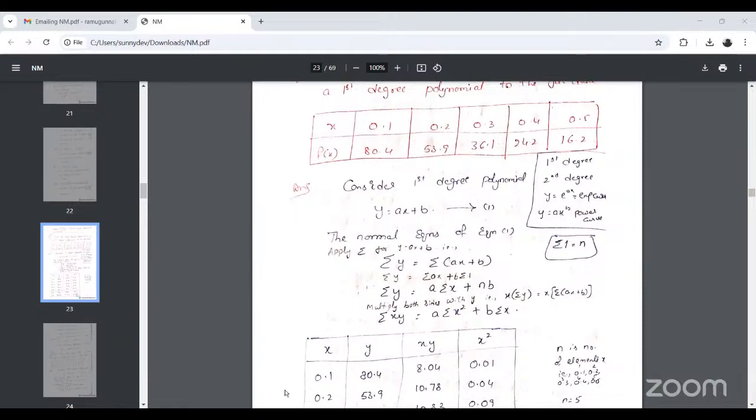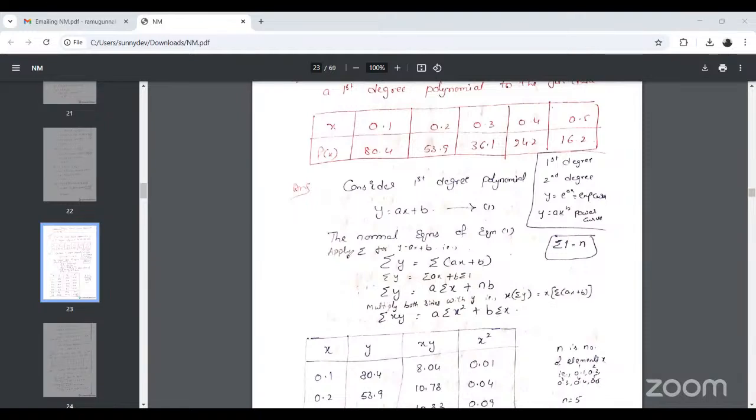And then the normal equations become summation of y equals summation of ax plus b, then we get a, being constant, outside: a into summation of x plus n into b. If you multiply both sides by x, that is summation of xy equals summation of ax square plus summation of b into x.